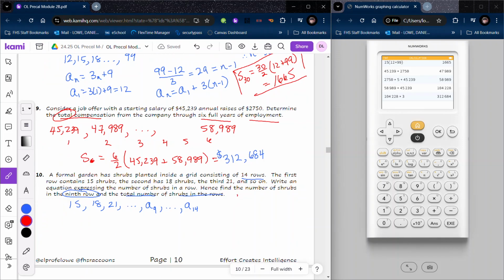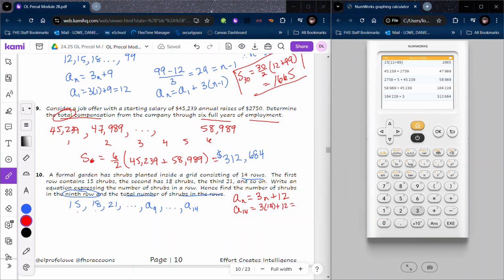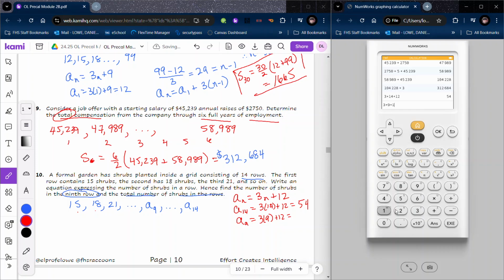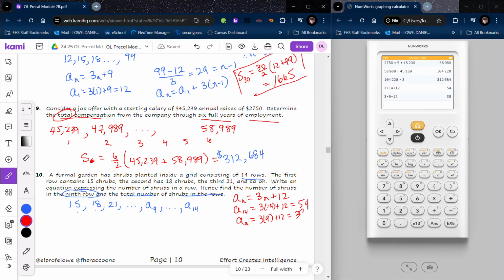So let's start. A sub n, I could say, is 3n plus 12. That'll give me 15 as my first term, 18 as my second term. That means that a sub 14 is going to be 3 times 14 plus 12. And 3 times 14 plus 12 is equal to 54. I know that my ninth term is going to be 3 times 9 plus 12, that gives me 39. And so I know that I have 39 in my ninth row.